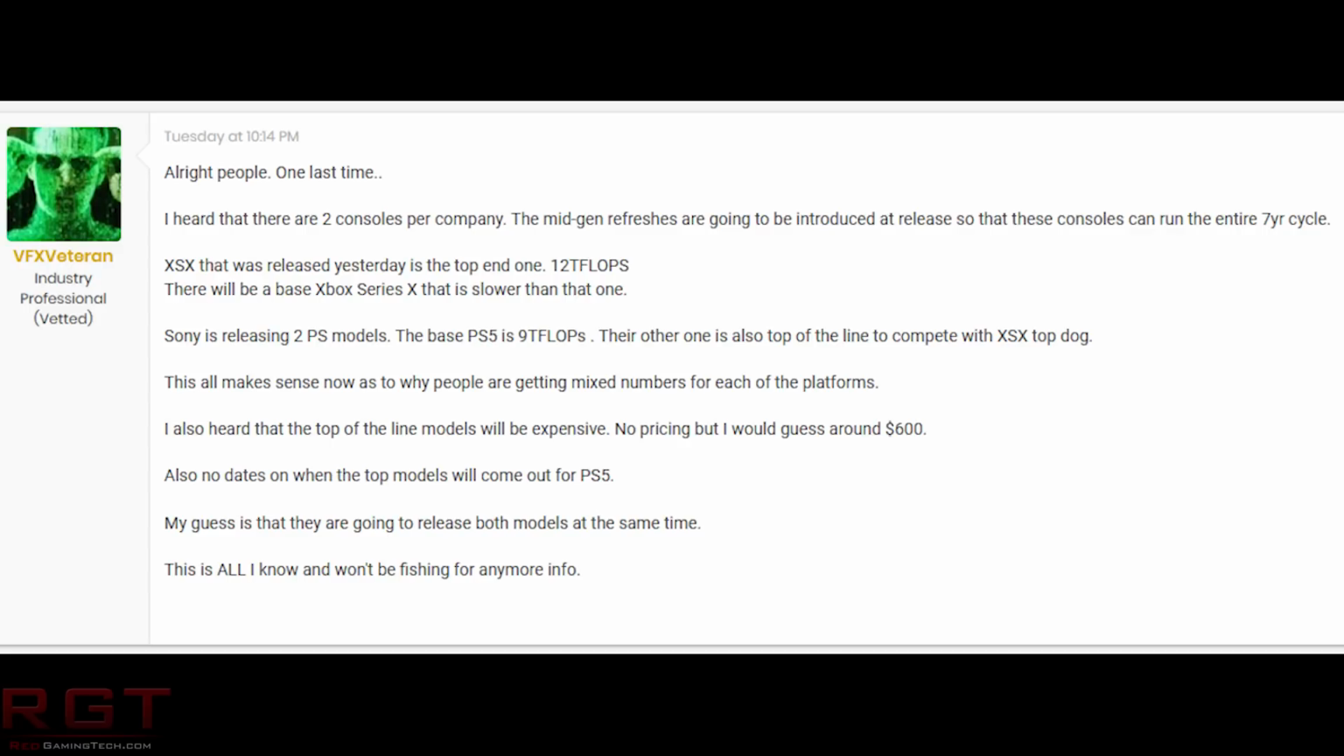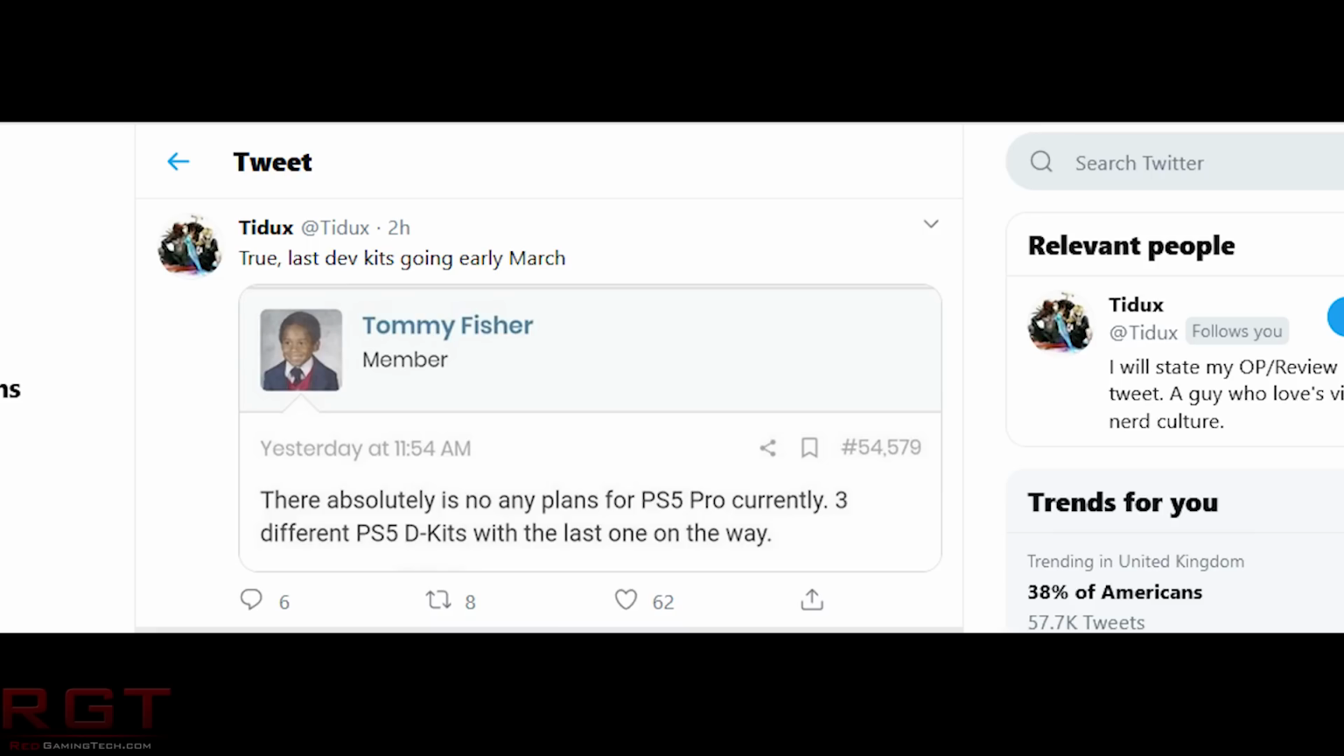No date on when the top end models will come out for the PS5. My guess is they're going to release both models at the same time, end quote. However, I'm very skeptical of that information. I'll go by why I'm skeptical of it in just a moment, but Tydex himself on Twitter, who is quite well respected in the PlayStation community, as well as Tommy Fisher, who is also well respected in the PlayStation community, say that no, that's not true at all.